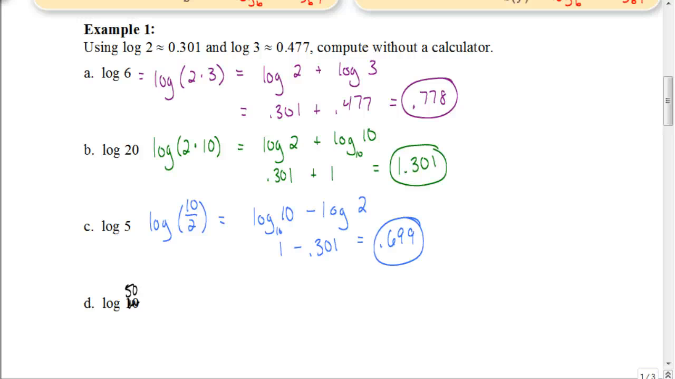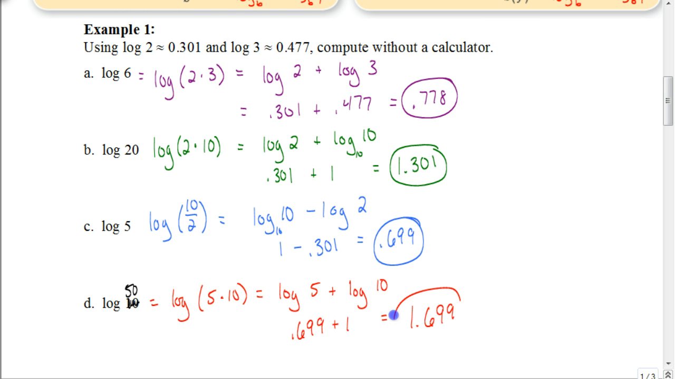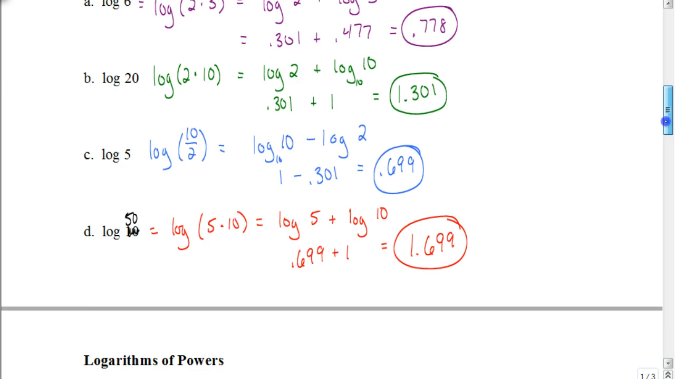So we just found the log of 5, and you might recognize that log of 50 would be the same as the log of 5 times 10. And so now I can break that up to be the log of 5 plus the log of 10. And the log of 5 is the same as 0.699. The log of 10 is 1, so our answer would be 1.699. So sometimes we have to use one of the previous answers that we got to be able to get a final answer. That's how we can use some of those properties of logarithms to find other logarithms that we wouldn't know without a calculator.